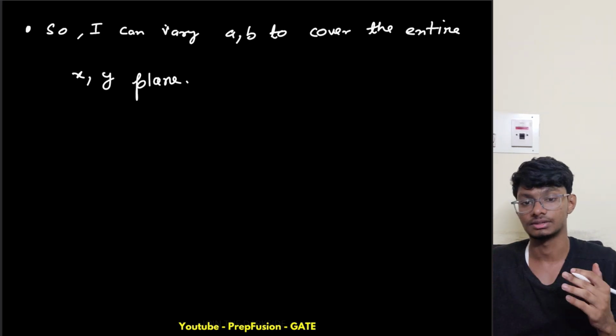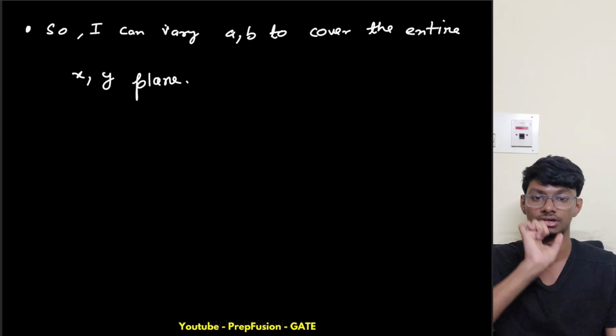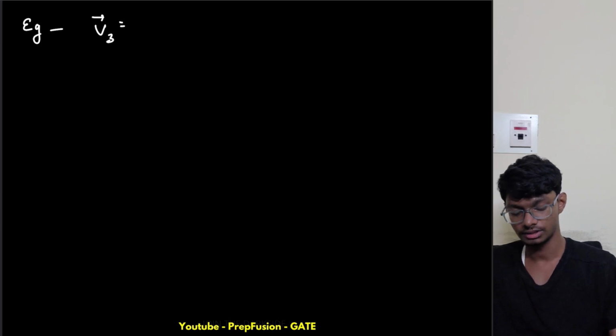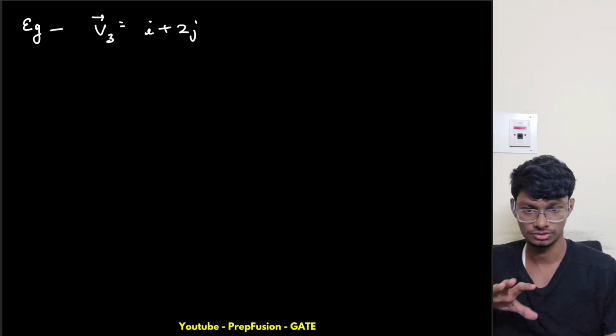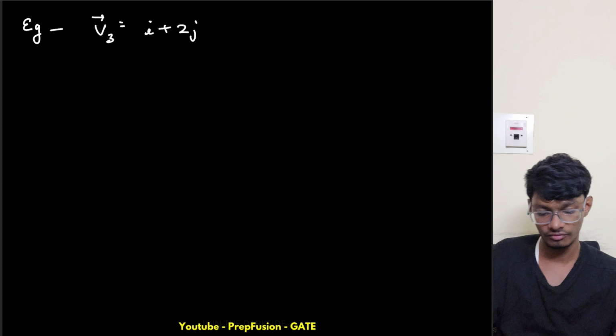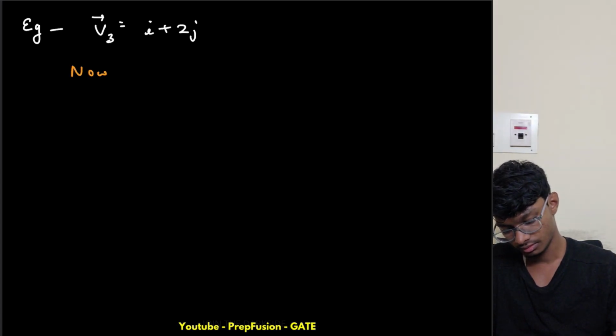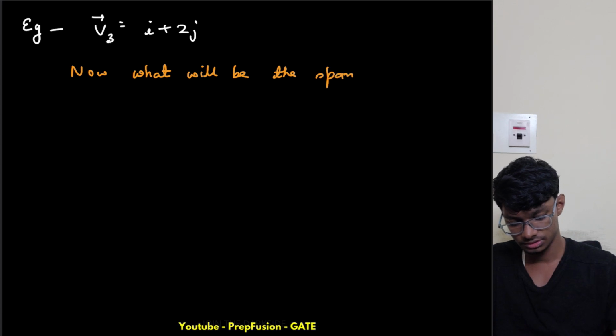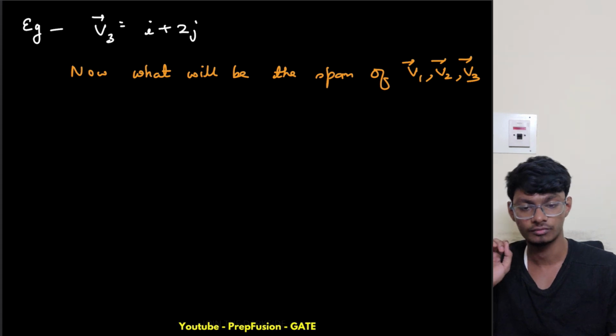Now let's take another example. Let's take a third vector. Let me take v3 equals i plus 2j. Now what will be the span of v1, v2 and v3?